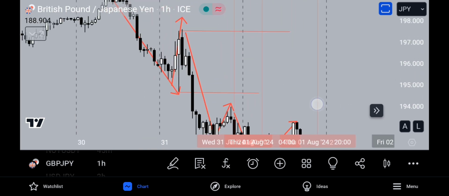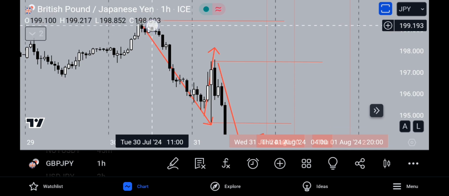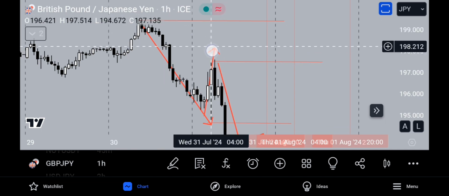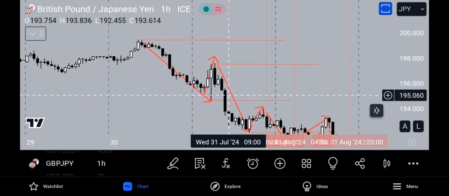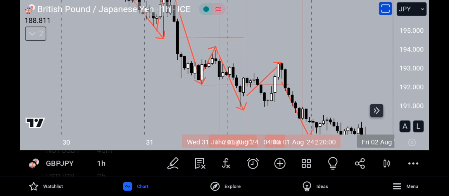Then in the bearish market, as we're seeing, this is the opposite of a bullish market. From swing high up here, price creates a swing low, then creates a lower swing high respecting the previous swing high. And then what do we do? We attack the previous swing low.